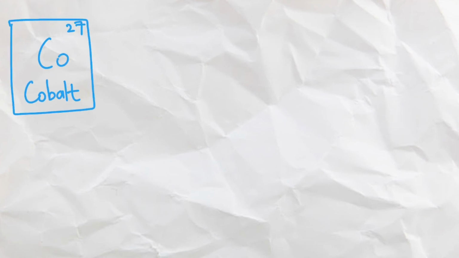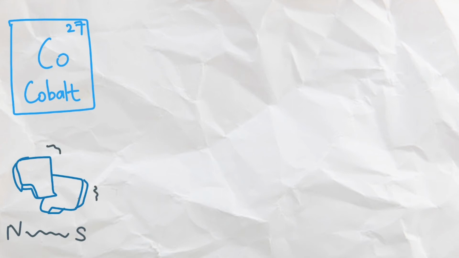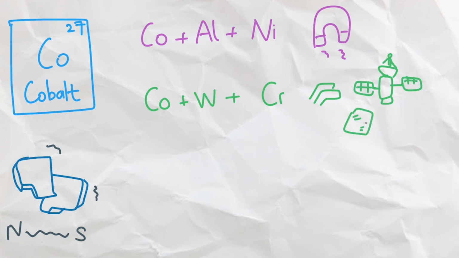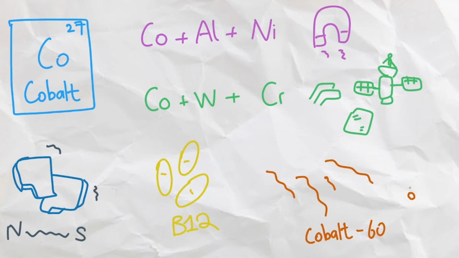Next, we have cobalt. It is a magnetic metal that also resists corrosion, which makes this element quite a nice fitting for alloys. When alloyed with aluminium and nickel, it is used to make powerful magnets, and when alloyed with some other metals such as tungsten and chromium, it is used to make machine parts in engines, satellites, and some stainless steels. Cobalt is also found in vitamin B12, while the radioactive cobalt-60 is used in cancer treatments.